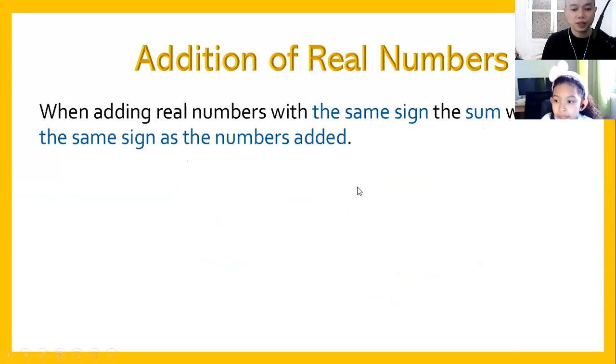Yes. Okay, what's the rule in addition of real numbers? When adding real numbers with the same sign, the sum, the result of adding two numbers or more, will have the same sign as the numbers added. The numbers added must be of the same sign. So if you have this example, the two numbers 3 and 2 are positive, it will yield positive 5. Can you see that?